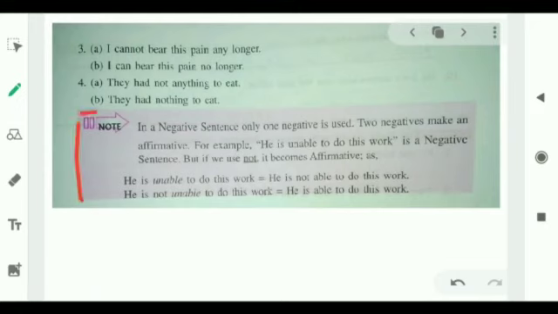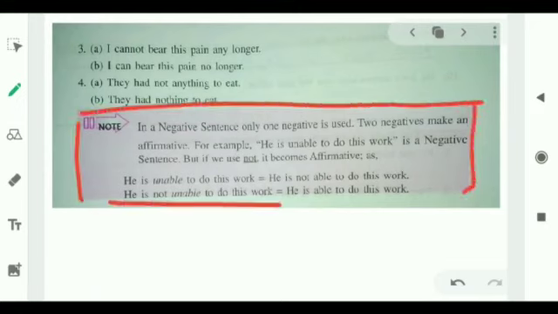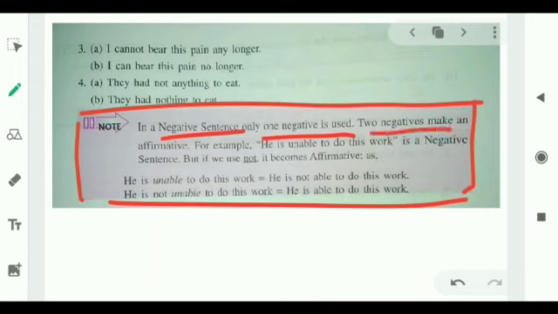Let's read this box so that you understand that. In a negative sentence, only one negative is used. You can use only and only one negative. Two negatives make an affirmative. Like in maths, you say two similar signs, two negatives make a positive. Same way in English, when you add two negative words, they turn the sentence into an affirmative one, or I can say into a positive one, right?